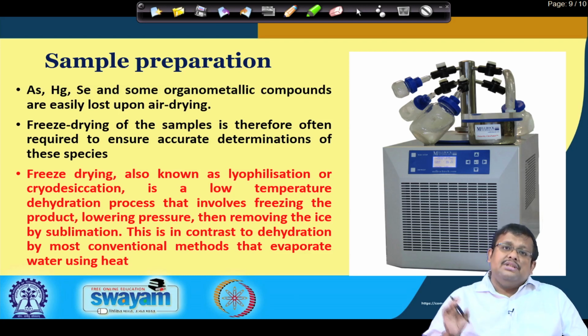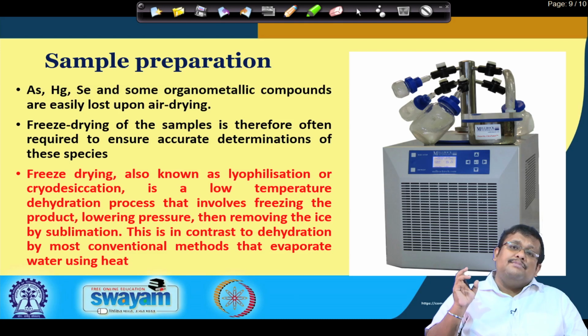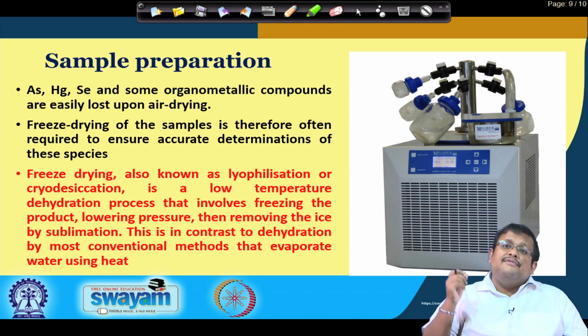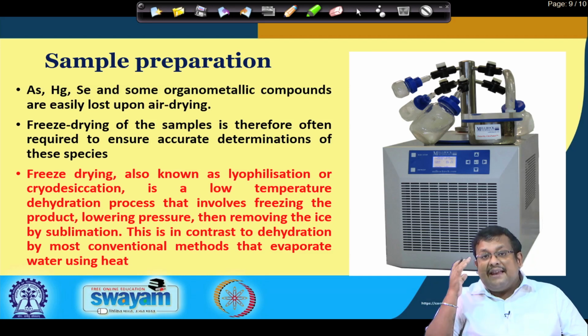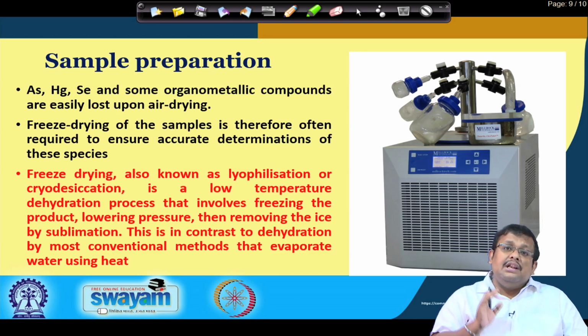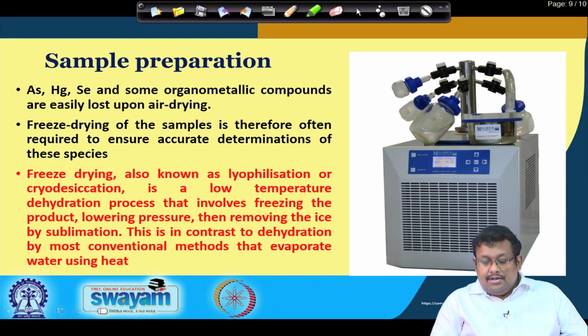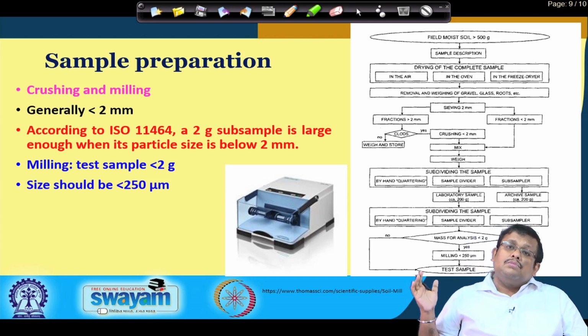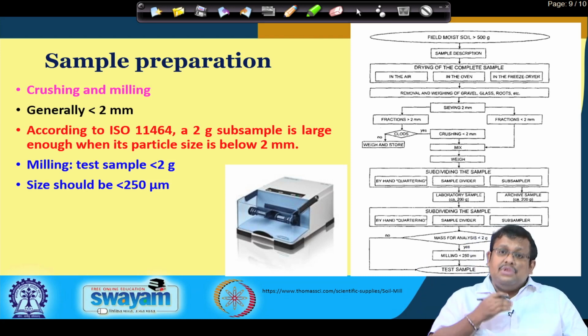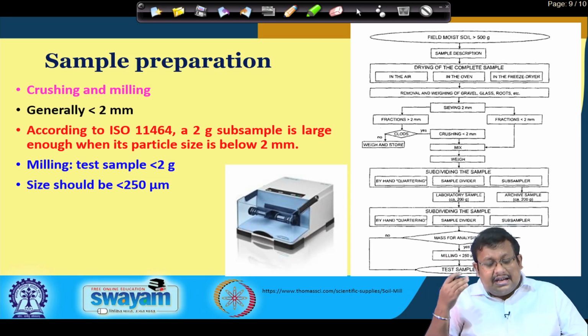So, samples which we generally use for measurement of organometallic compounds of arsenic, mercury and selenium can be freeze dried for their long term storage without their loss as in air drying. So, this is a lyophilizer. Now, once you dry the samples and remove the artifacts, the next step is crushing and milling.